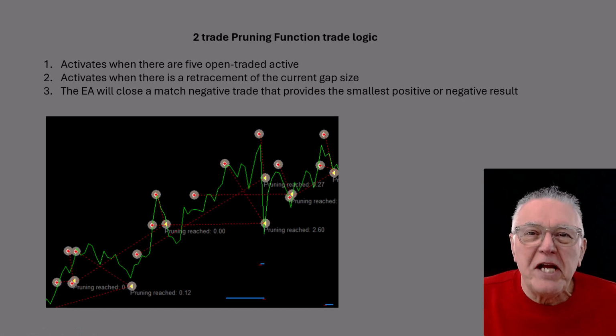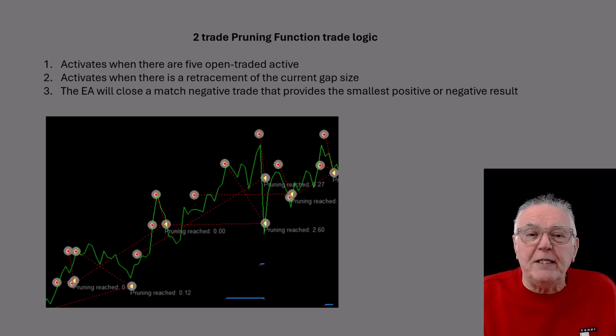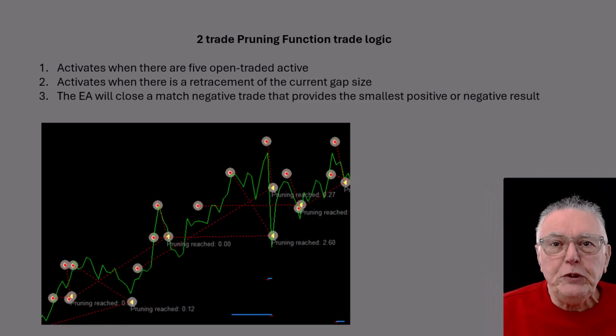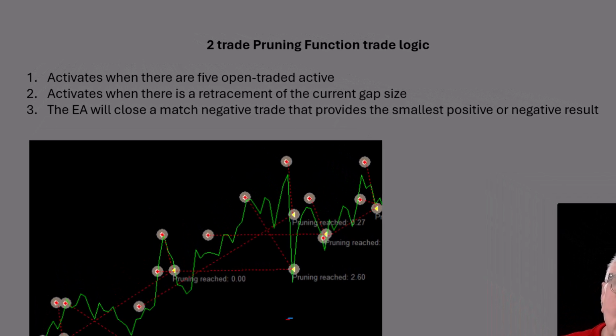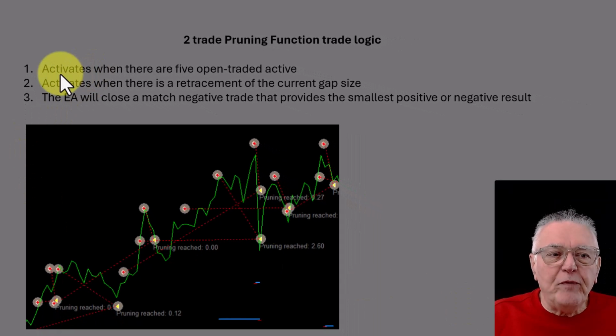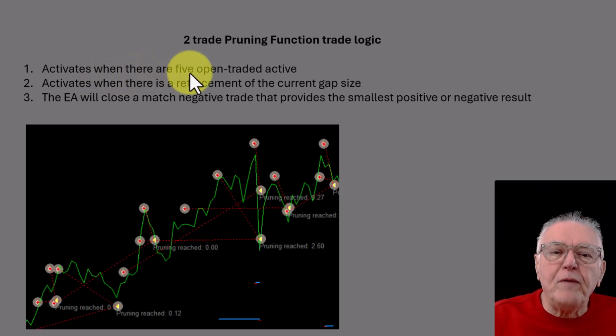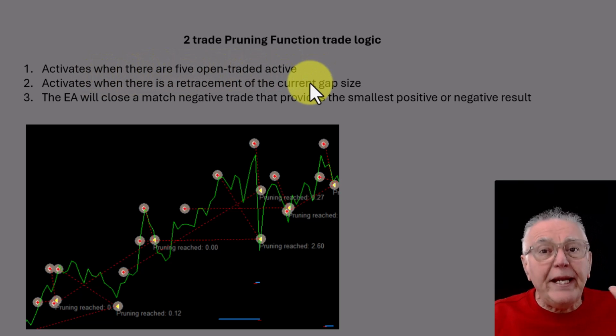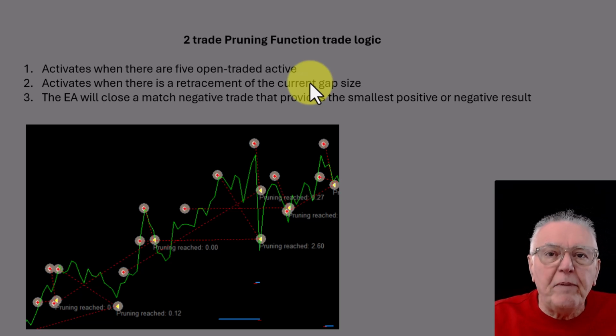Okay, so let's start out and look at the two-trade pruning function. We call it the two-trade pruning function because it closes two trades at the same time. And as mentioned before, it activates when there are 5 open trades active. You can actually change that setting. It's a flexible setting. You can make it 7 or 8, but 5 is the minimum. We are looking at moving that down to 4 as a result of some of the testers' input. When it's finalized, you will probably see a minimum of 4 open trades there.